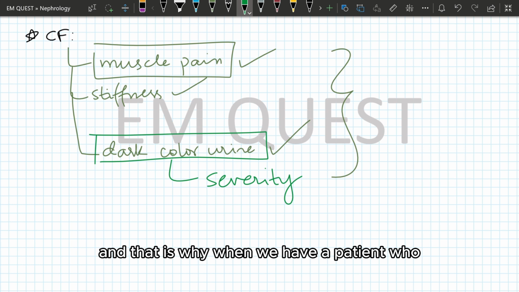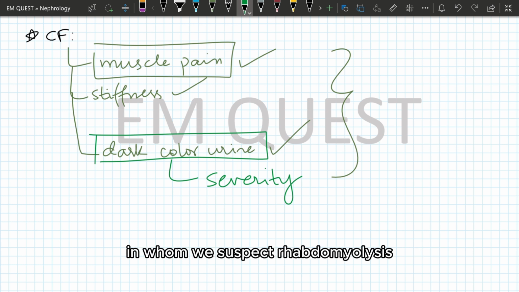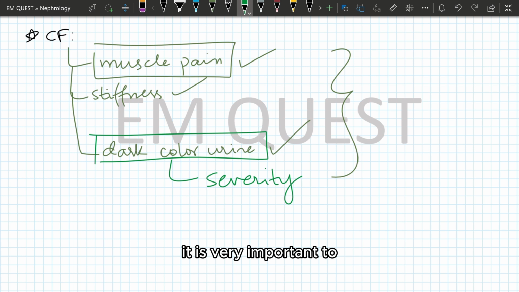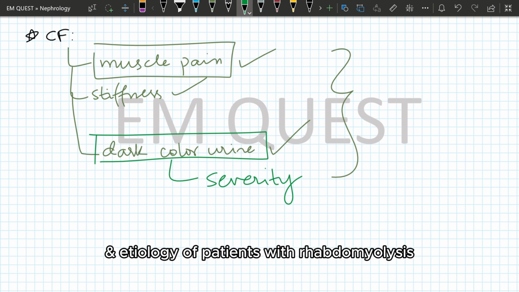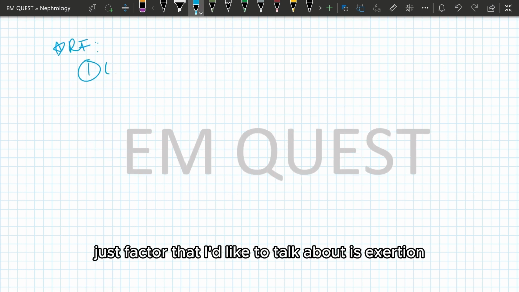And that is why, when we have a patient in whom we suspect rhabdomyolysis, it is very important to find out the risk factors and etiology in that particular patient. So now let's go over some of the risk factors and etiology of patients with rhabdomyolysis. First risk factor that I'd like to talk about is exertion.